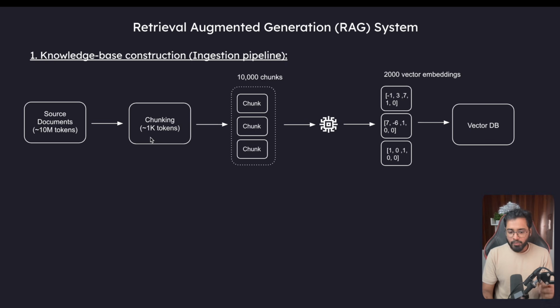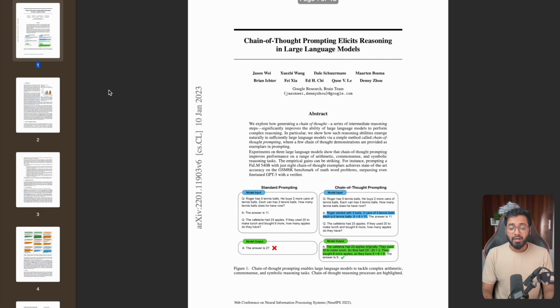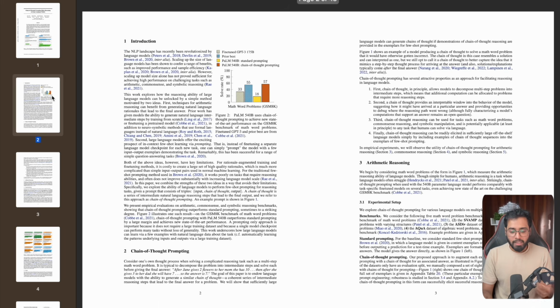Okay, so to give you a very simple example of how the chunks would look, let's take an example of a PDF. What I have right here is that I've just downloaded the chain of thought prompting PDF. Okay, so let's go to page number 2.